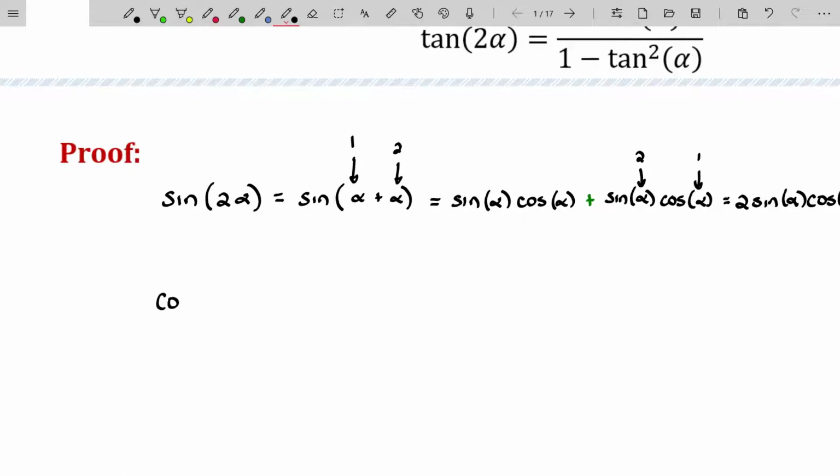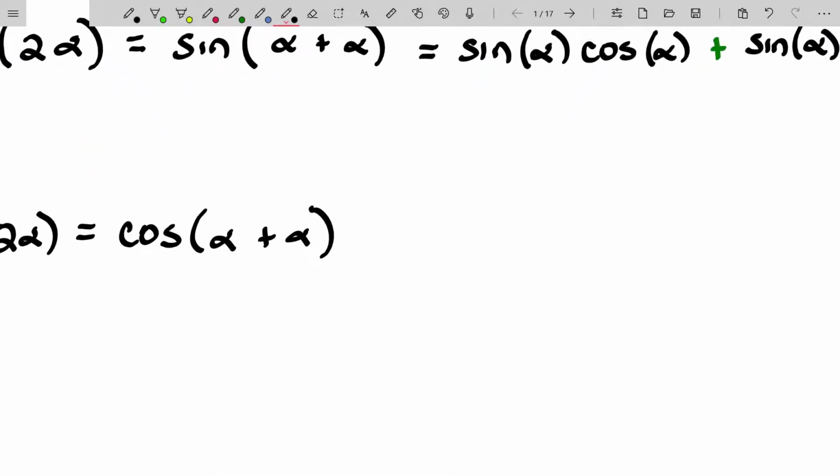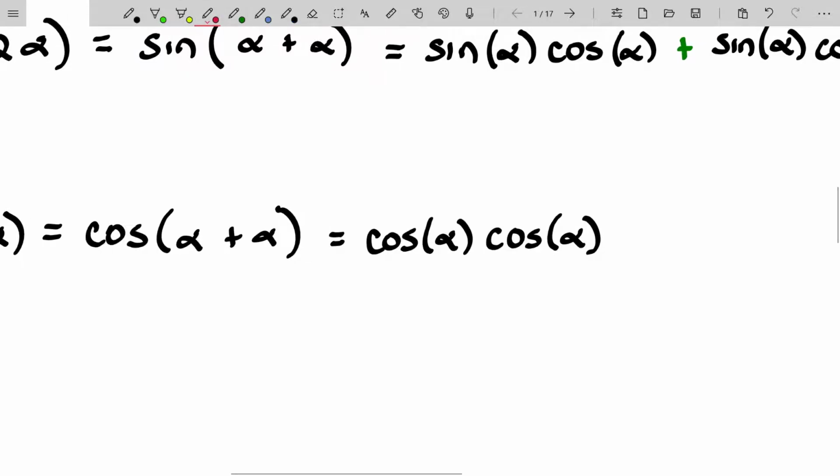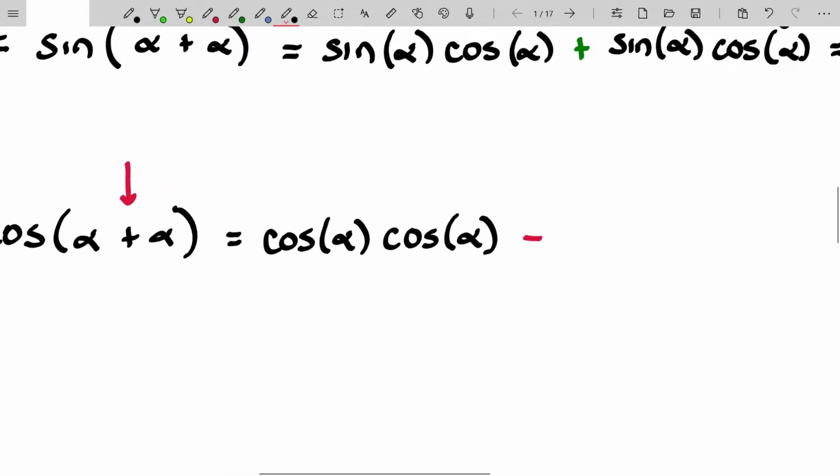The cosine of the double angle, that's what I call it, is the same thing as cosine of the first angle, which is alpha, plus the alpha again, because there's two alphas. And of course, we know that the cosine of an angle plus an angle is cosine of the first angle times cosine of the second angle. And then remember, cosine does not keep its sign. So if that's a plus, it will be a minus here. And then sine of alpha, or sine of the first angle, times sine of the second angle.